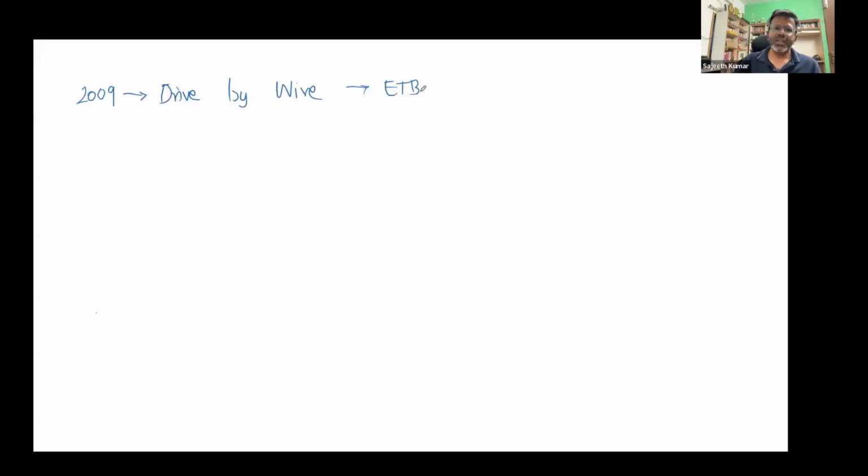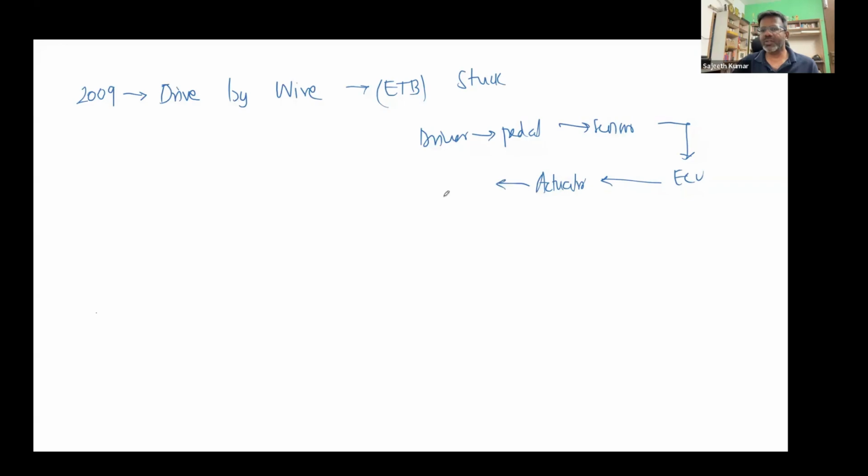Unfortunately, what happened was this throttle body would get stuck, right? The driver is only pressing a pedal. On the pedal, there is a sensor. The sensor goes to an ECU. The ECU is then supposed to send a signal to the actuator. The actuator opens the throttle. Earlier, we used to have the driver directly operating the throttle by means of a cable, but now with drive-by-wire, it's a completely by-wire system. So this is how it is actuating right now.